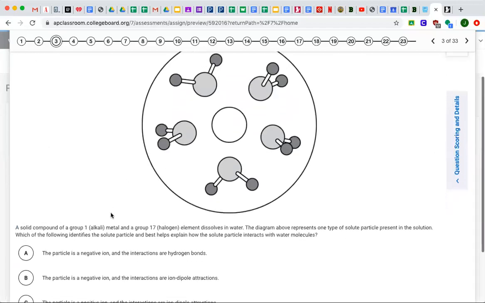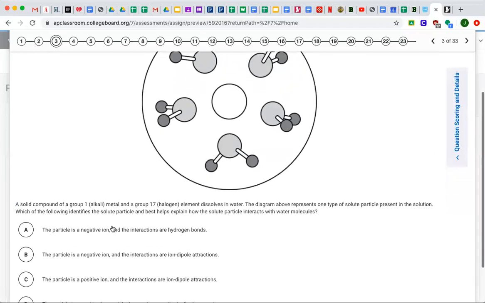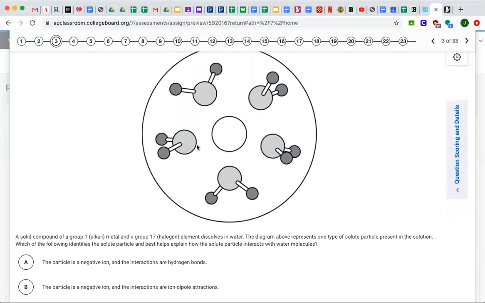Okay, so this situation. A solid compound of a group 1 alkali metal and a group 17 halogen is dissolved in water. The diagram represents one type of solute present in solution, which identifies a solute particle and best helps explain how the solute particle interacts with water molecules. So basically the question is, what is this guy? Is this a metal cation, or is this a non-metal anion? And how do you know based on what the water molecules are doing? That's really what this question is asking.